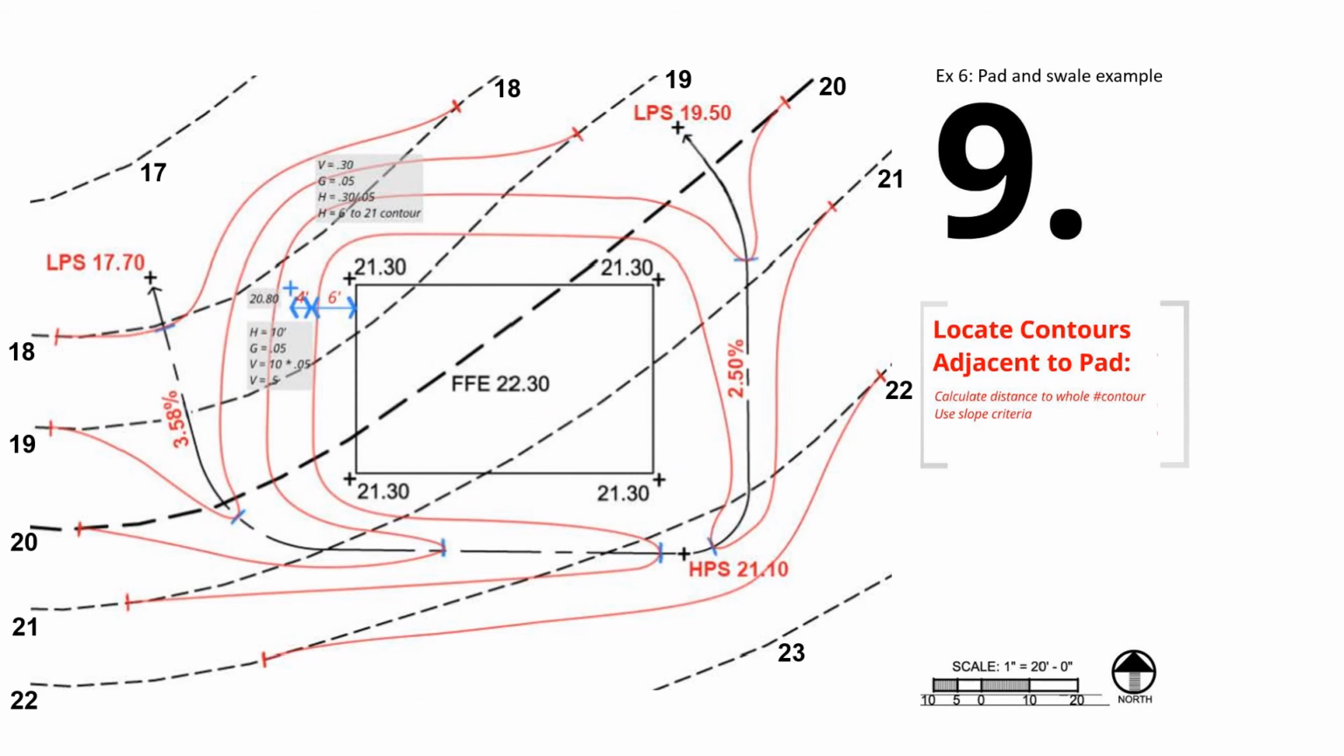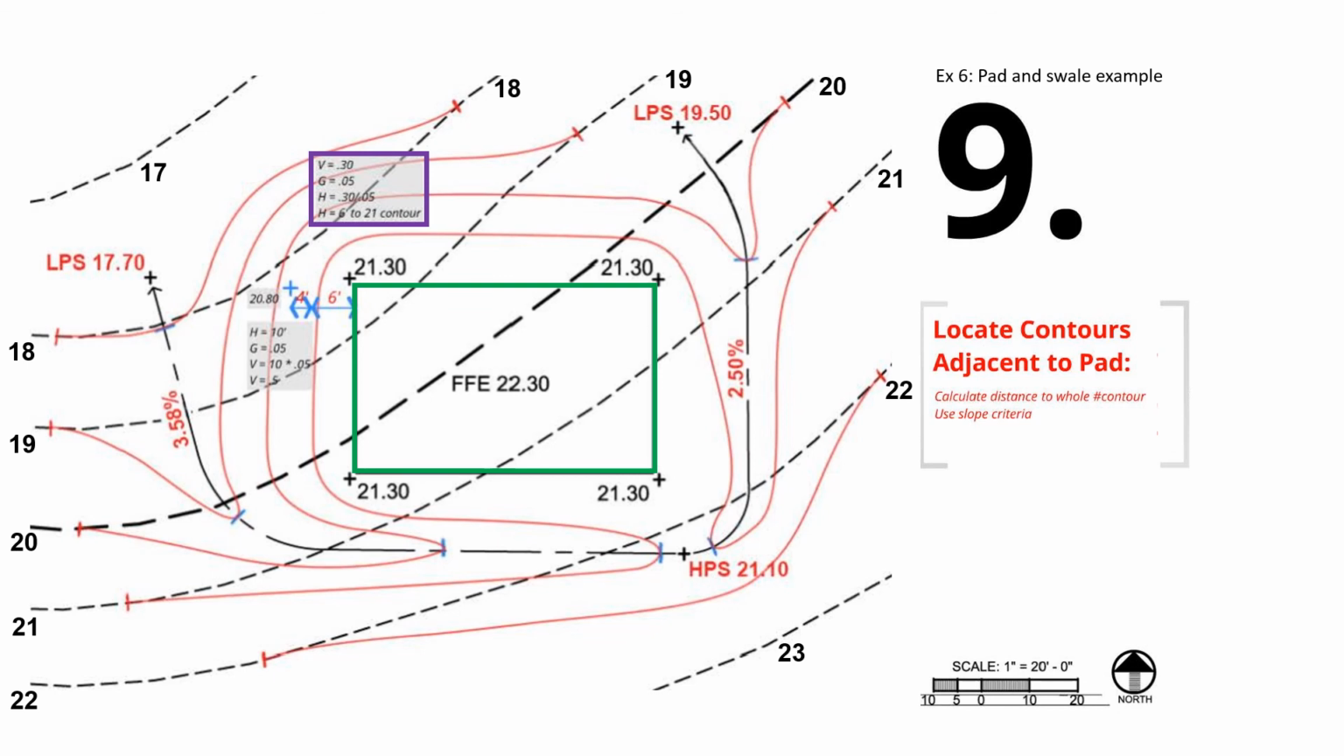Now let's zoom in again for a few things that we need to pay attention to. Notice that we're using the same requirement as exercise 6 to maintain maximum 5% slope for the first 10 feet away from the pad. So the first thing is how to find the first contour away from the pad. That is the 21 contour, right? Because all the edge elevations here are identical to the corner, which is 21.30, we use this set of calculations to find the distance H to the 21 contour.